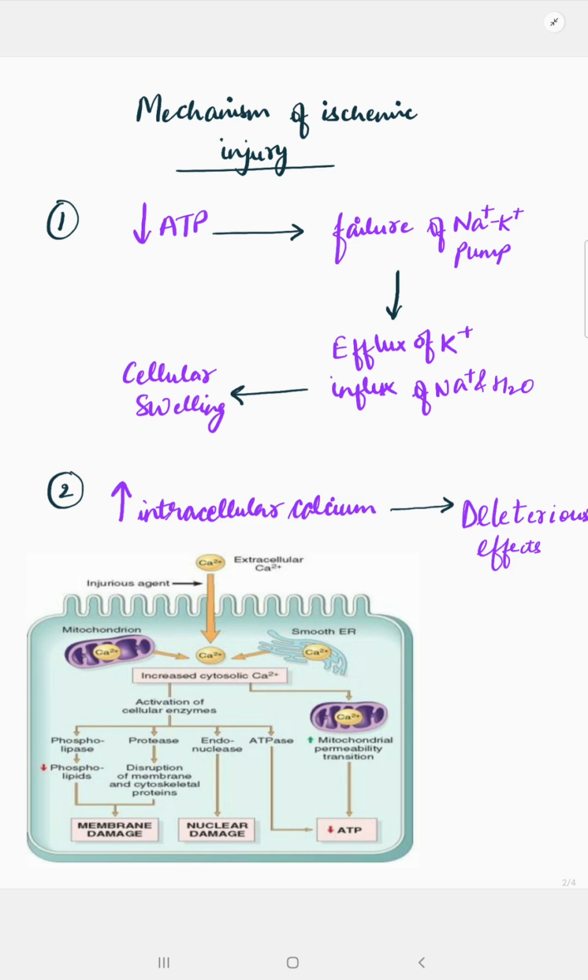Like, as you can see in this diagram, the increased cytosolic calcium results in activation of cellular enzymes like phospholipase, protease, endonuclease, and ATPase. Phospholipase and protease degrade the membrane phospholipid and membrane cytoskeleton, causing cellular membrane damage, and endonuclease results in nuclear damage.